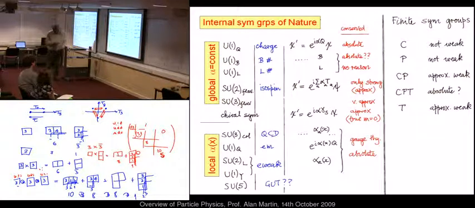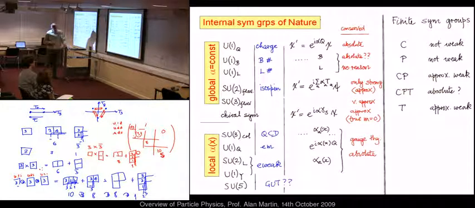Okay. These are global transformations where the parameters don't depend upon space and time. Then we get local symmetries where the parameters here depend upon space and time. That's much more interesting. These are going to be our gauge theories, and they're going to be absolute. We're looking ahead. We're just giving you a hint.